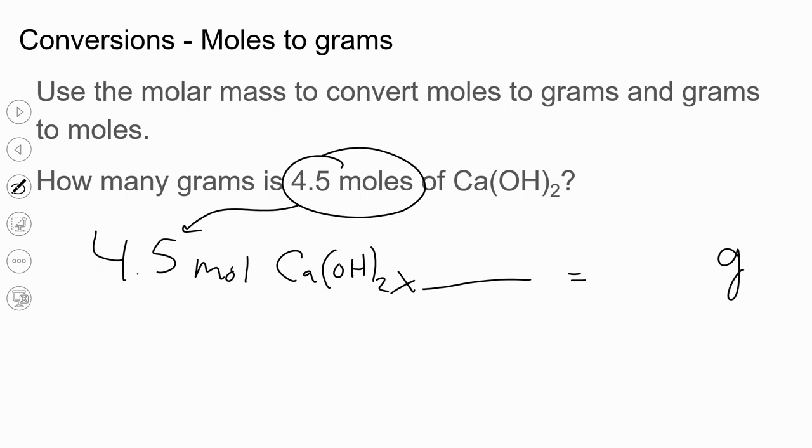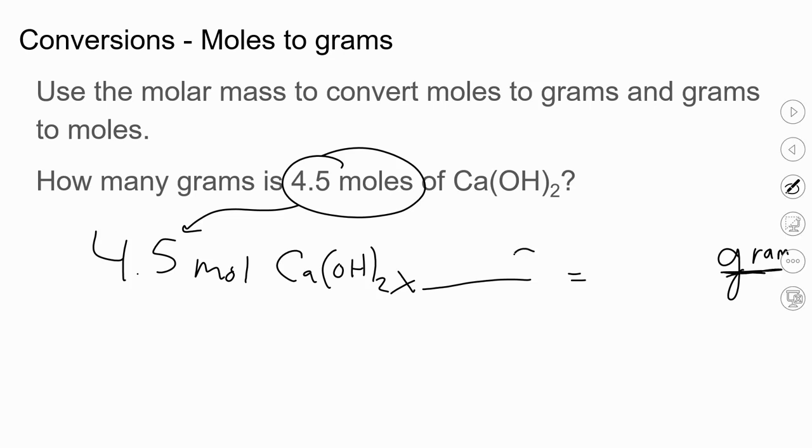And I know I'm going to convert from moles to grams. So I need to end up with grams, okay? So what units will be on my conversion factor? What needs to go on the top? What needs to go on the bottom? So grams is going to go on the top. I need to end up with grams. And I need to cancel out moles. So there's a moles on the top. I need to put moles on the bottom so it will cancel.